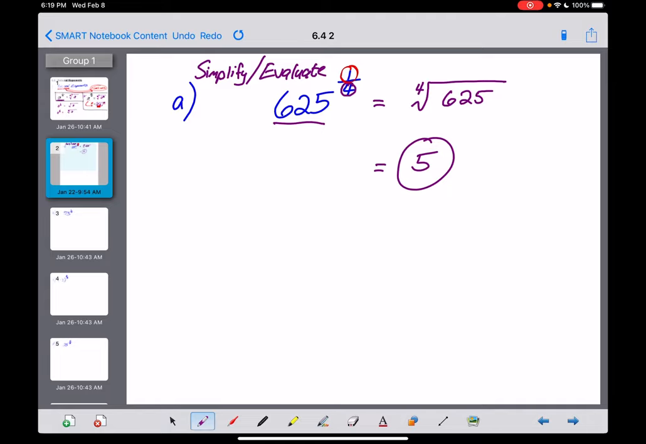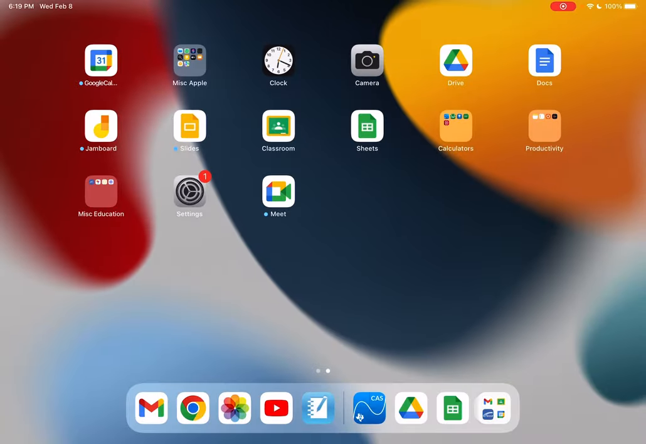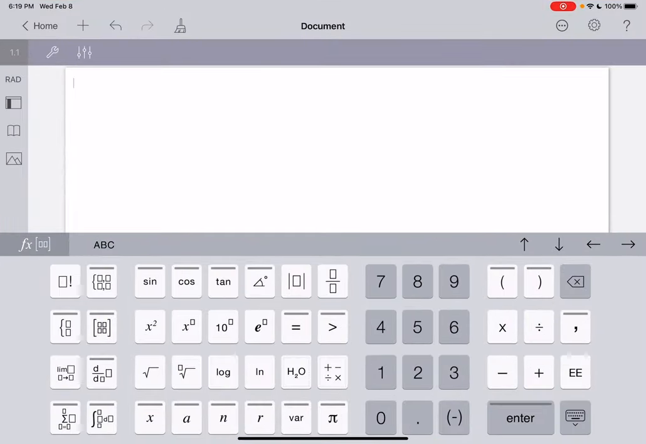Now, do we know that that answer is right? Well, there's a lot of different ways we could check it, but the way most of you guys would probably choose to do it would be to grab your calculator and just take 625 to the 1 divided by 4 power. You can use a fraction there, or just use the division key like I did, and sure enough, we got 5.